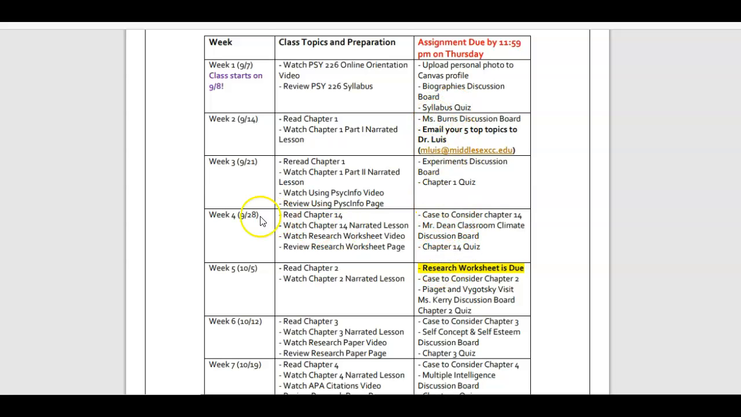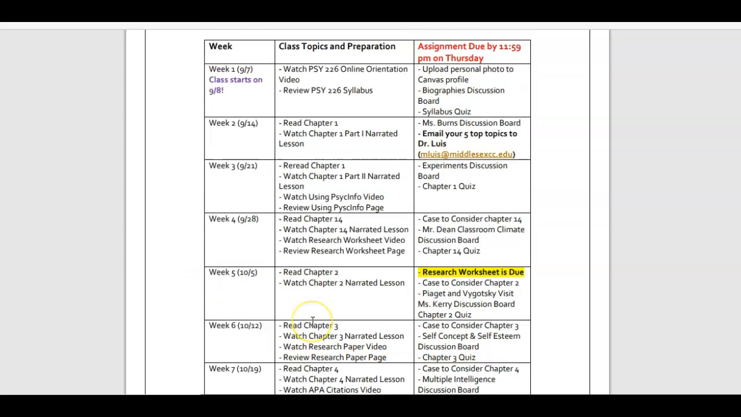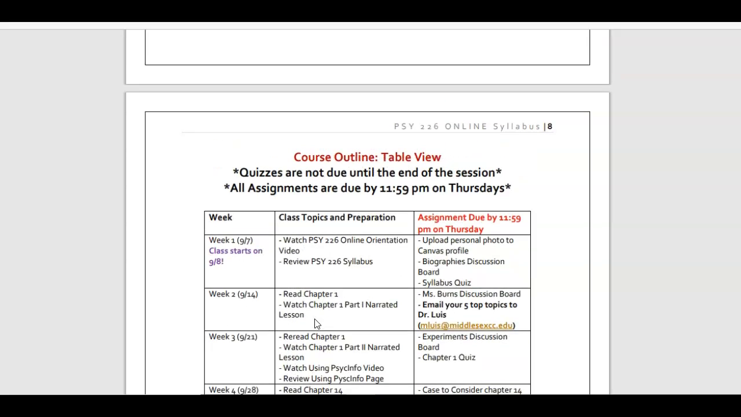So these are the things that you would be working on to prepare you to start to complete the assignments, which are right here. So for week 4, you would be completing a case to consider for chapter 14. Here is your discussion board, and then there's a quiz. Now, quizzes are not due until the end of the session, but they still will be listed here to remind you about them. Again, I'll go over quizzes in more detail when I talk about assignments. So each week is laid out for you right here. Very clear about what you should be working on.